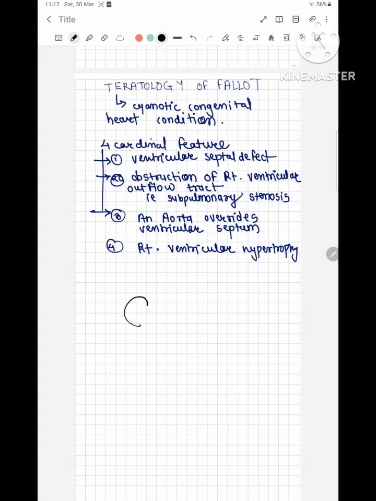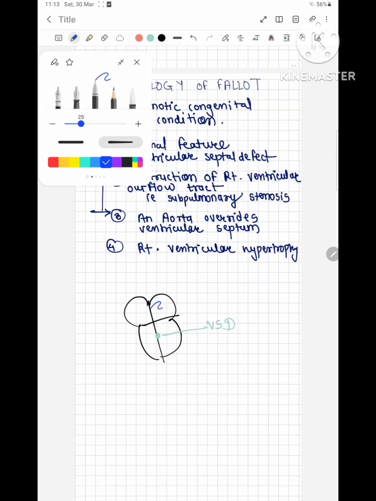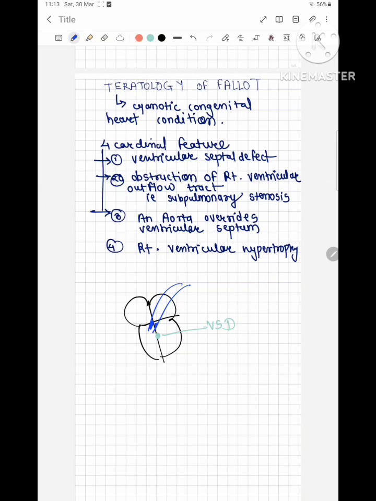So what we can see, this is a heart in which we can see the right atrium, right ventricle, then the left atrium and left ventricle. In between the two ventricles there is a defect, that is, there is an opening connection, that is called VSD. Then the other one is pulmonary obstruction. We can see with the pulmonary artery there is some obstruction. Then comes overriding of the aorta. Then there is hypertrophy of the right ventricle.